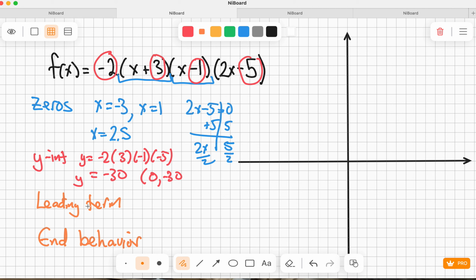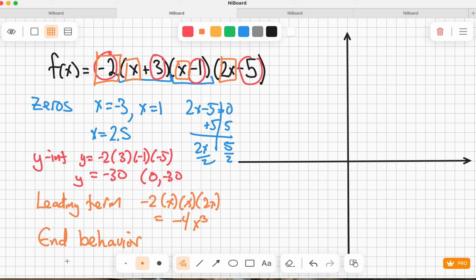For my leading term, on each factor, I'm going to multiply the leading term of the factor. So I'm going to take the 2x here, the x here, the x here. Now this doesn't have an x on it, so this negative 2, not only is it the constant, but it's also the leading term of this part here. So I'm going to take negative 2 times x times x times 2x. And that gives me negative 4x to the third.